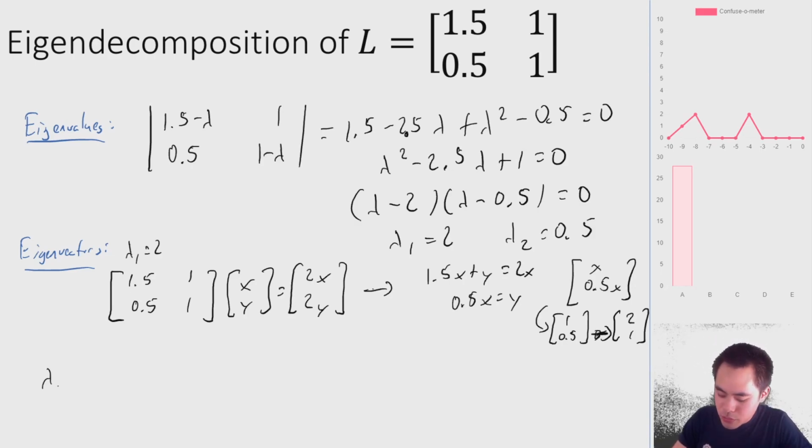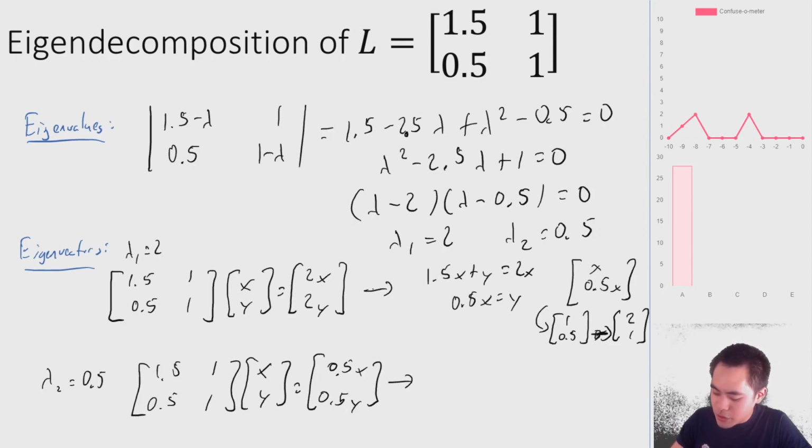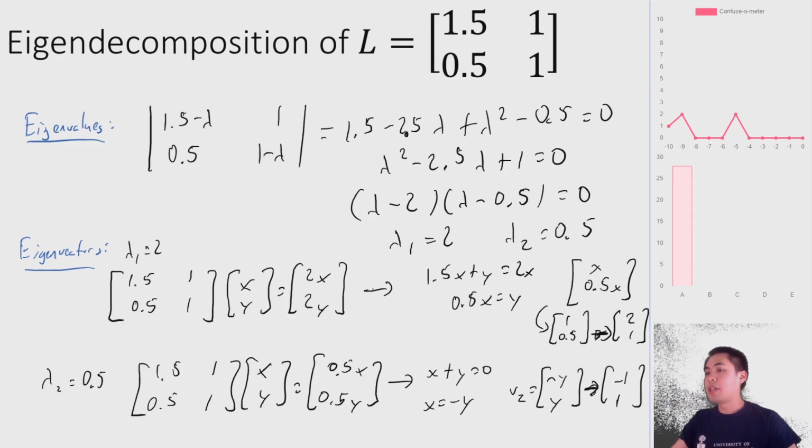And for lambda 2, which was equal to 0.5, we had 1.5, 1, 0.5, 1 times (x, y) equals (0.5x, 0.5y). When you solve this, you end up getting that x plus y equals 0, or x equals minus y, so v2 is (minus 1, 1). Okay, and so that's how we get the eigenvectors.